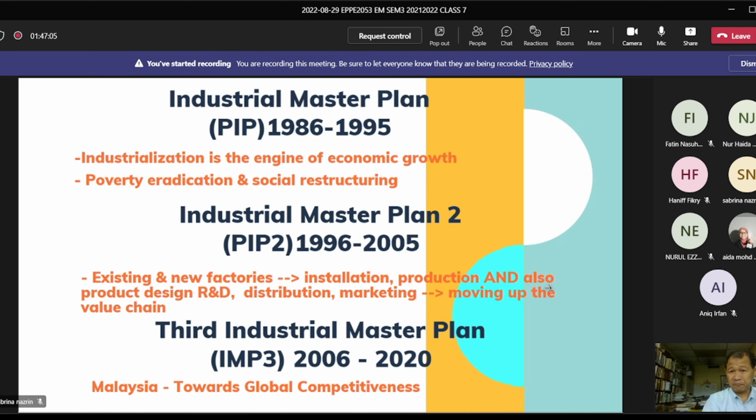So up and down. But services is always high, and services altogether, everything else will be service, including government service, financial service, hotel, transport, all under one. So it's high because of that. But service has been designated as a new engine of growth of Malaysia. So the question is, is manufacturing not important?